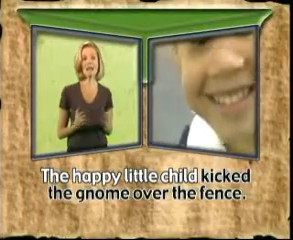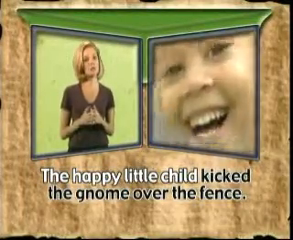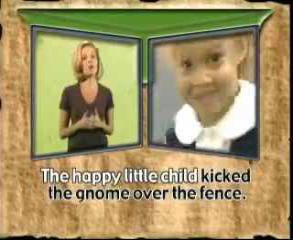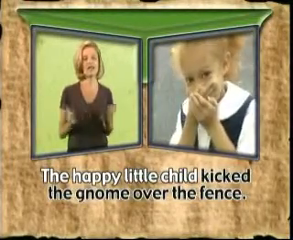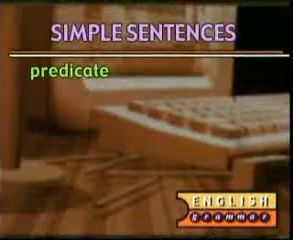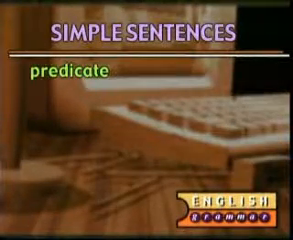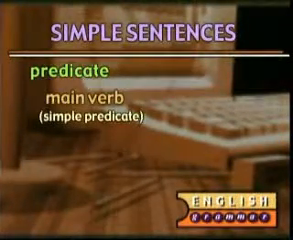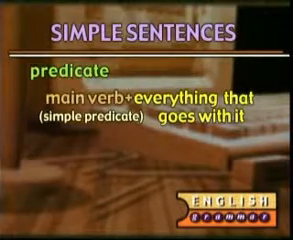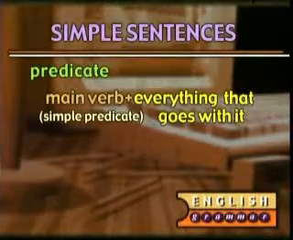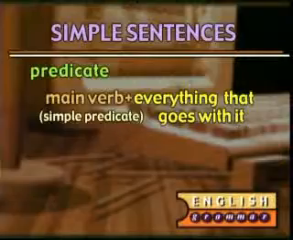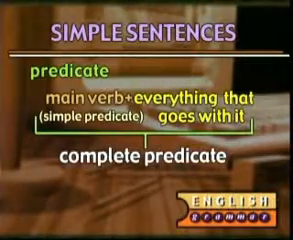Since the, happy, and little modify or relate to our simple subject child, they are also included in the complete subject, the happy little child. The predicate of a sentence consists of the main verb, which is called the simple predicate, and everything that goes with it. This makes the predicate pretty much everything that's not part of the subject. This whole part is called the complete predicate.